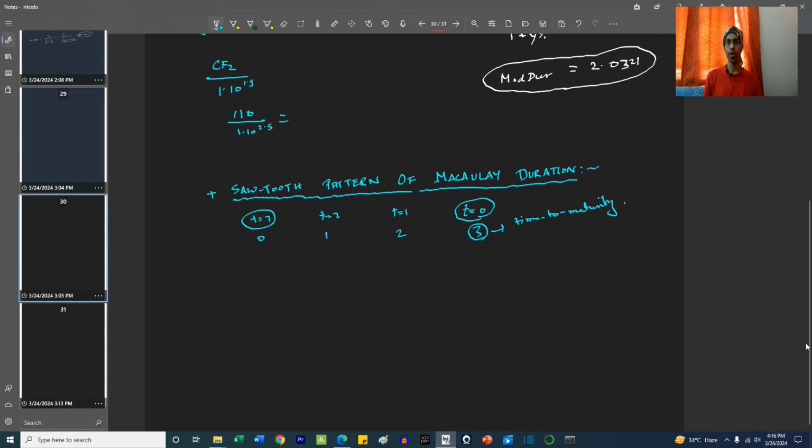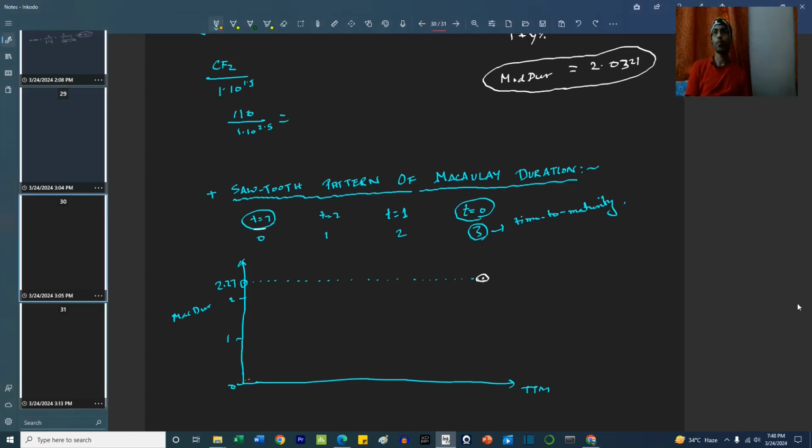So let's say we draw a horizontal axis which depicts the time to maturity and a vertical axis which depicts the Macaulay duration, right? Now this bond has a Macaulay duration of 2.235, right? Let's say this is 0, this is 1, this is 2 and 2.2353 somewhere here. So this is 2.23 approximately. So we start from this point.